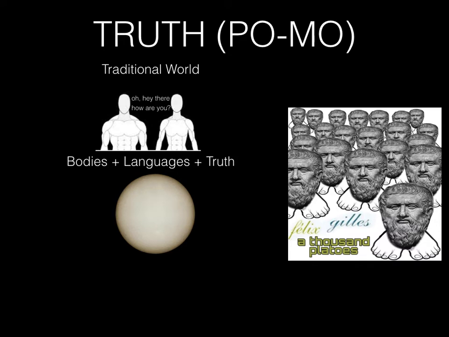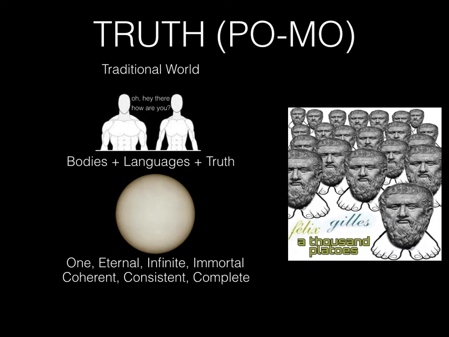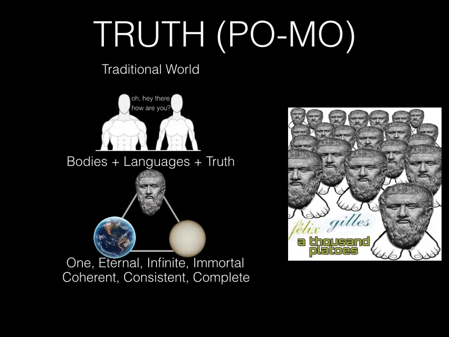Let's consider the traditional world. The traditional world operates on a positive presupposition of absolute reality, where absolute reality exists independent of human observers or rational opinions. This reality was understood to have properties of oneness, eternity, infinity, immortality. It was coherent, it was consistent, and it was complete, internal to itself. Thus, from this understanding of the absolute reality, we have the traditional world's fundamental triad, or formula, of man, world, God, also could be formulated as bodies, language, and truth.